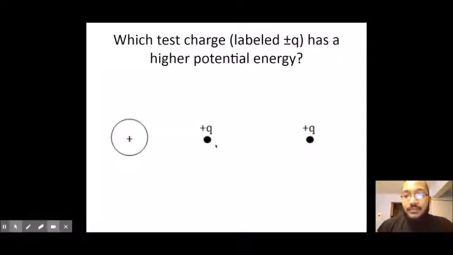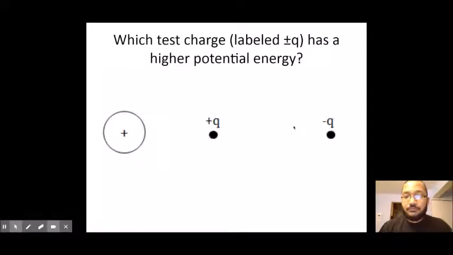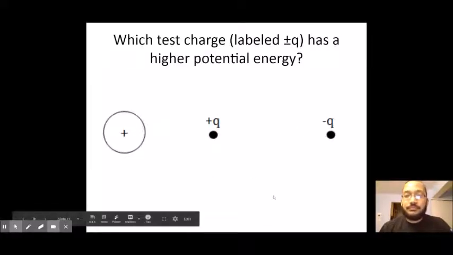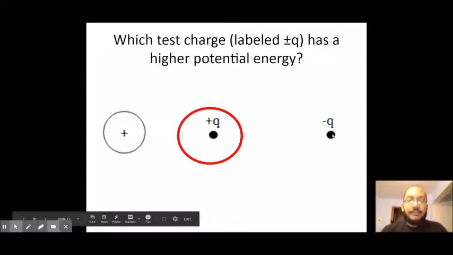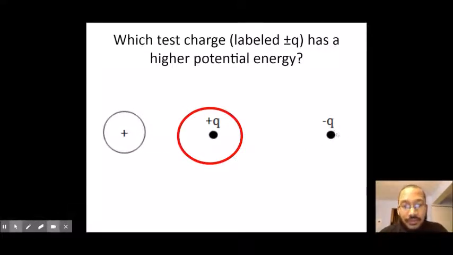What about this arrangement? Which test charge, this one or this one, has the higher potential energy? It is the closer one, similar to the previous example. What about this one? It is still the positive test charge. Just elaborate on this one. A negative test charge out here would move towards the source charge, but it only has this distance right here to accelerate over. Whereas this positive test charge, it has an infinite distance to accelerate over. So that's why this is the higher potential energy arrangement.